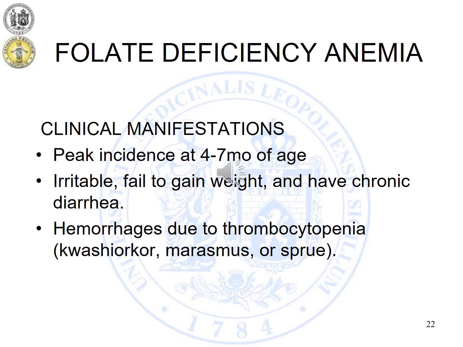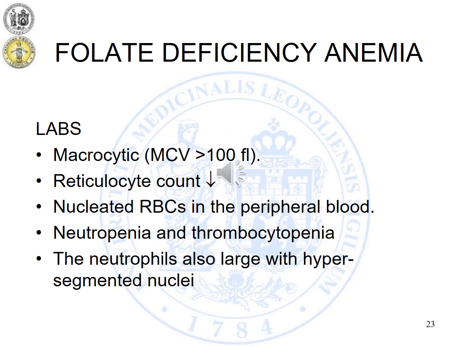Folic acid deficiency may accompany kwashiorkor, marasmus, and sprue. By nature, the anemia is macrocytic, mean corpuscular volume is more than 100 femtoliters. The reticulocyte count is low. Nucleated red blood cells demonstrating megaloblastic morphology are often seen in the blood. Neutropenia and thrombocytopenia may be present also. The neutrophils also lack some, with hypersegmented nuclei. More than 5% of neutrophils have 5 or more nuclear segments.